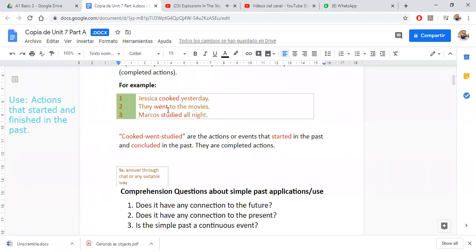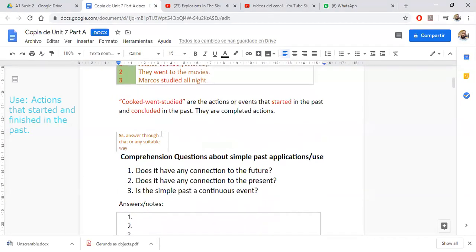Jessica cooked yesterday. She started cooking and she finished yesterday. They went to the movies. They went to the movies at 8 and they came back at 11 or 10, okay? Marcos studied all night. He studied all night. So he finished before tomorrow, before today. So that's what it means.